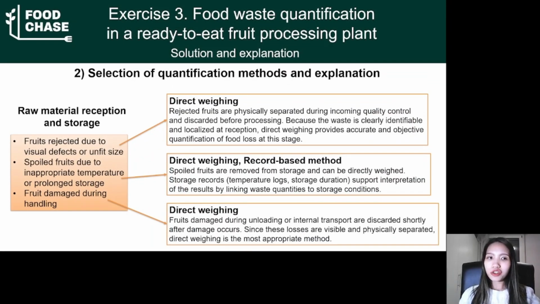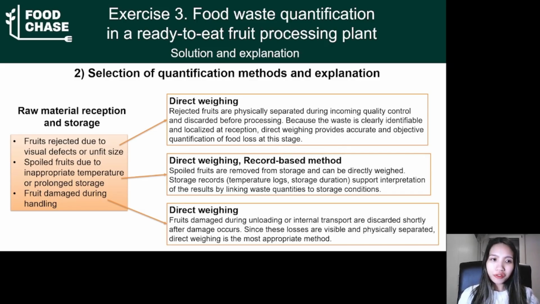In the first stage, the fruit rejected due to visual defect or unfit size are physically separated during the reception and quality control. They are discarded before processing. Since the waste is clearly identifiable and localized at reception, we can use direct weighing that provides accurate and objective quantification data.